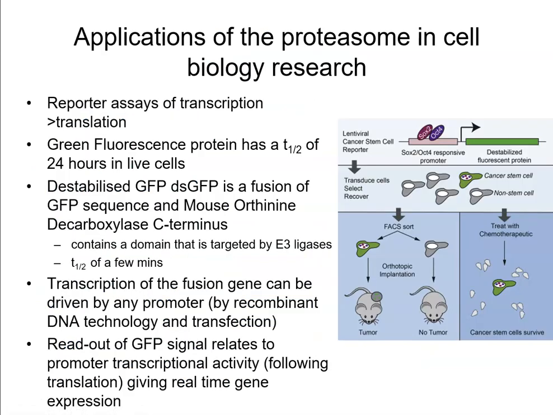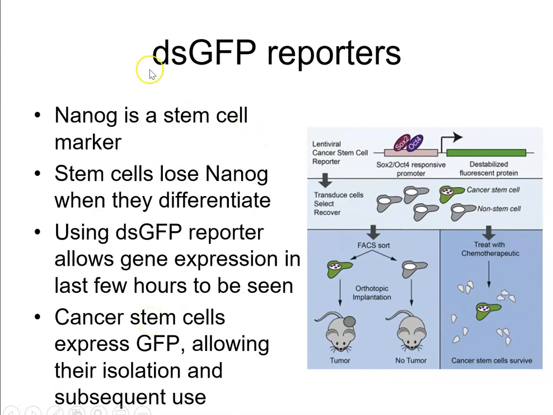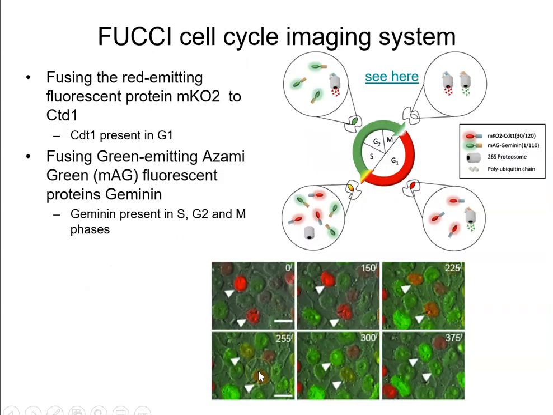Okay, there's a brief summary here, and on the rest of the PowerPoint presentation there are some interesting applications of the proteasome system in various aspects of research, such as making green fluorescent protein into a destabilized green fluorescent protein so that it has a very short survival in the cell, and then we can do experiments relating to reporter assays with green fluorescent protein. That's explained on this slide if you're interested in that. So destabilized GFP reporters are explained here.